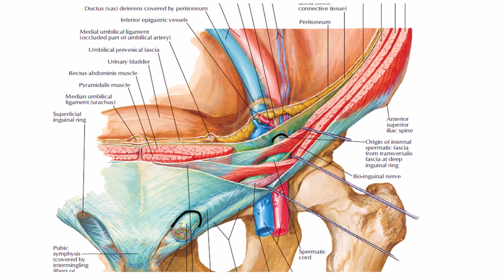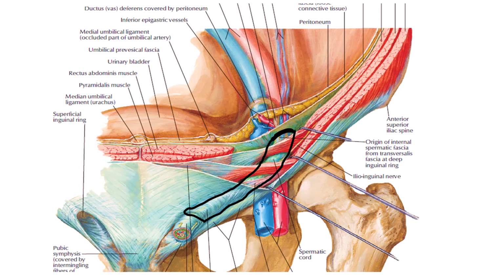I'm talking about the last mechanism, that is guarding the rings. The superficial inguinal ring is guarded from behind by means of the conjoint tendon, and the deep ring is guarded from the front by the internal oblique muscle. So in this way, this guarding mechanism also helps.